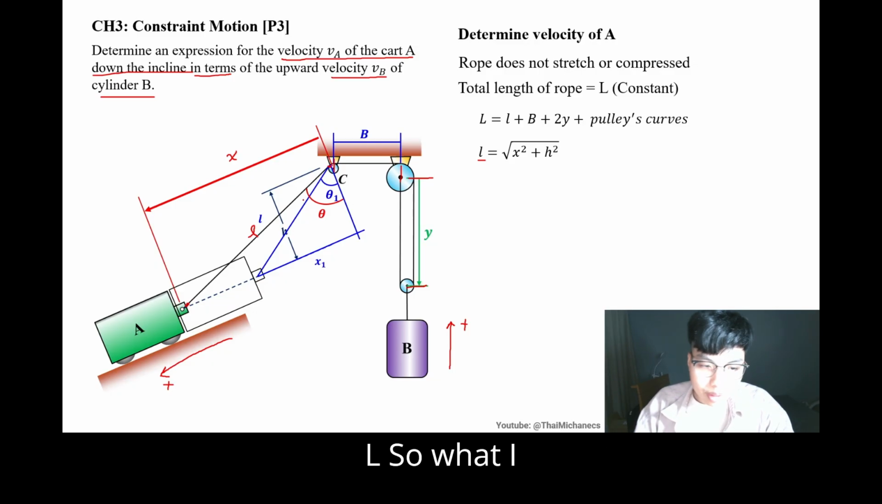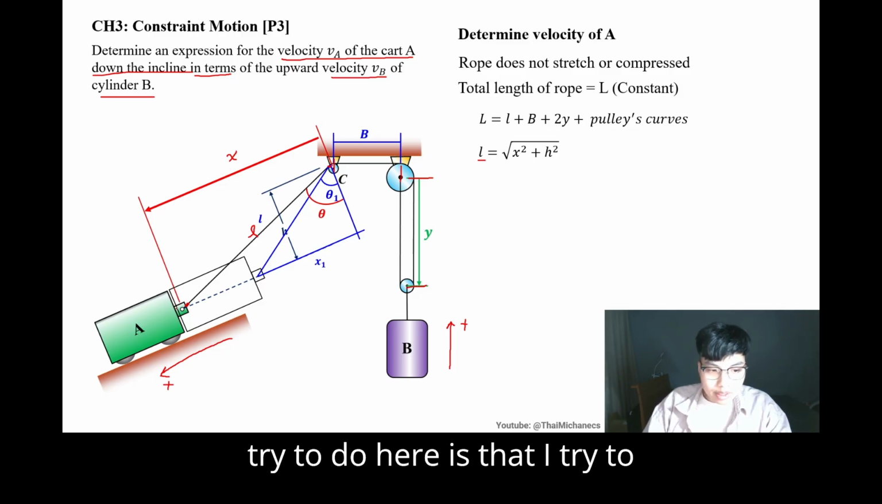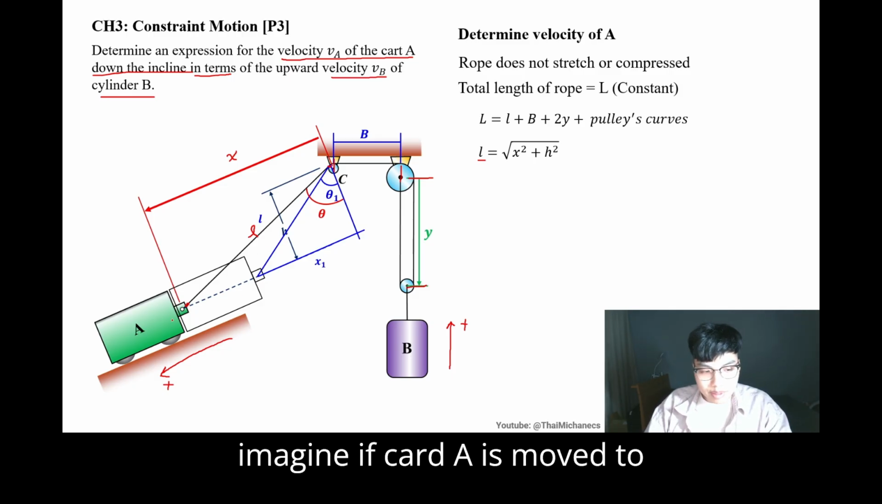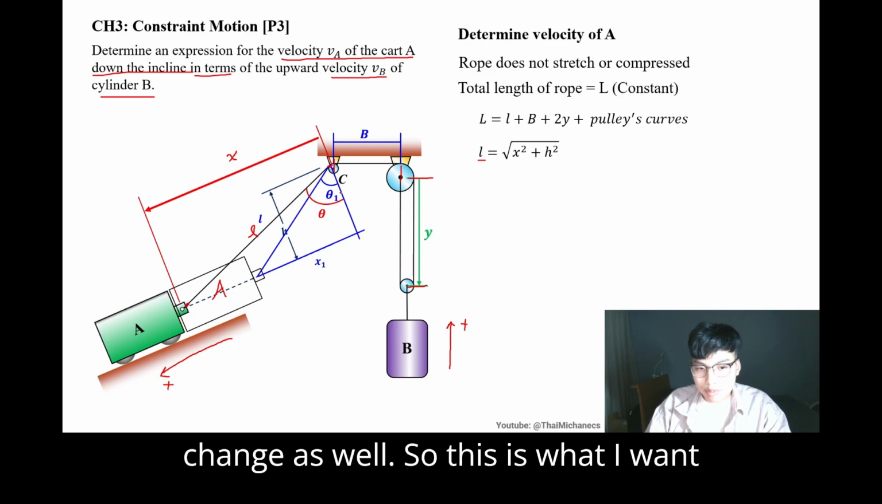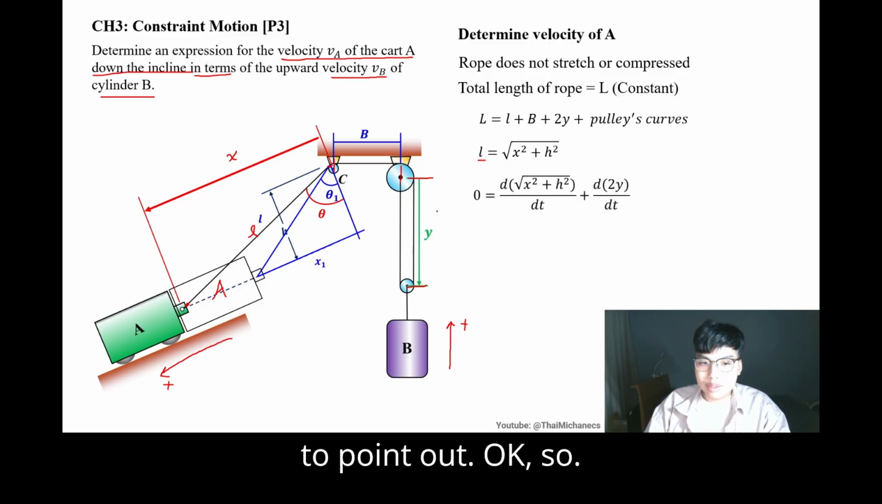So what I try to do here is imagine that if car A is moved to here, then the value of l will be shortened, x will be shortened, and the angle theta will change as well. This is what I want to point out.